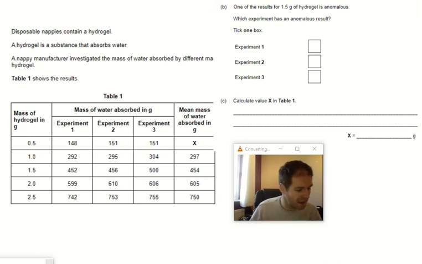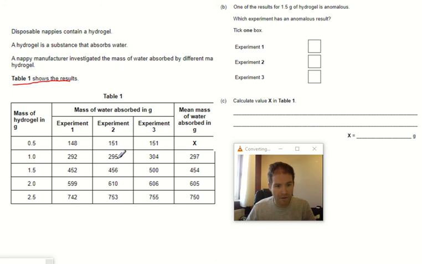Disposable nappies contain hydrogel. A hydrogel is a substance that absorbs water. A nappy manufacturer investigated the mass of water absorbed by different masses of hydrogel. Table 1 shows the results. We've got the mass of hydrogel in grams down here. We've got experiment 1, experiment 2, experiment 3, and then we've got an average.